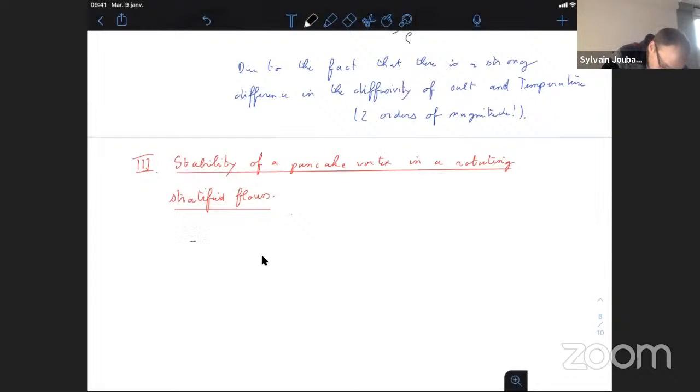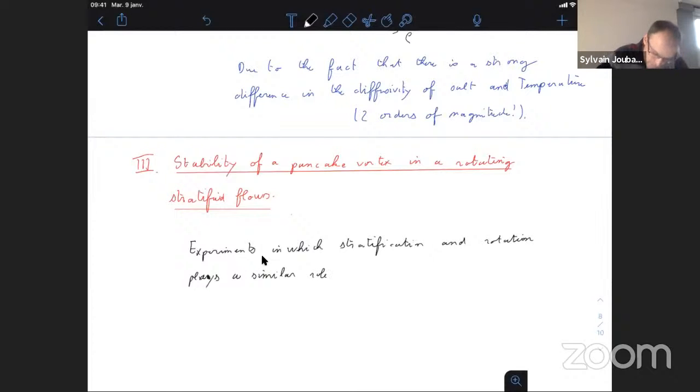So it's experiments in which stratification and rotation play a similar role, but they are in competition. I will try to explain this competition.